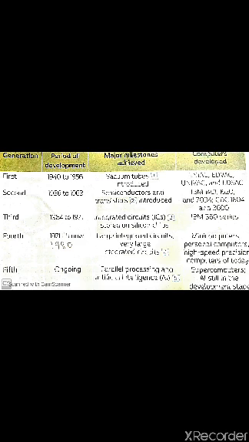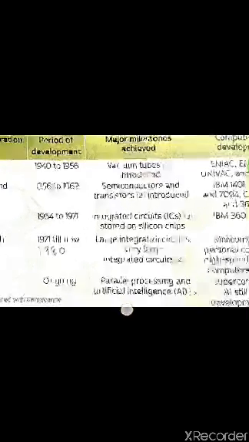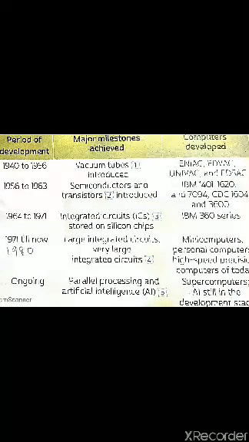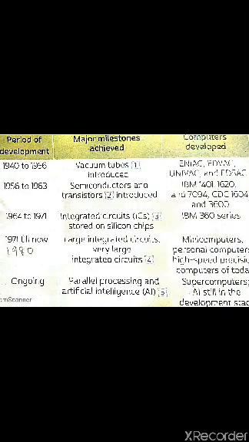Now please write down the homework. You have to write all the 5 generations of computer and the period of development, and should mention one example for each generation.